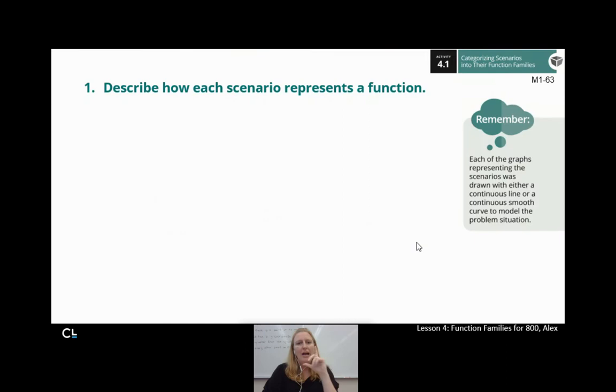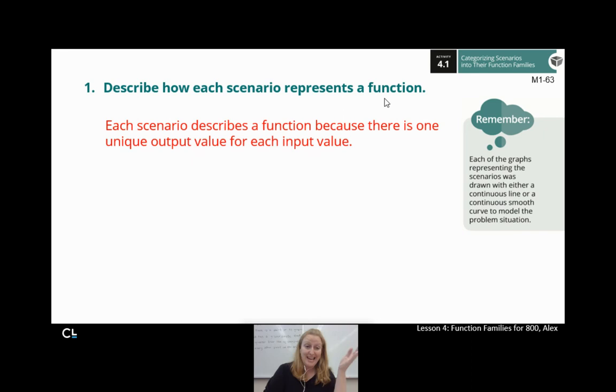Describe how each scenario represents a function, keeping in mind what a function is. Go ahead and hit pause to tell me why these guys are functions, and then hit play when you're ready to check your work. So if you look all the way back at lesson 1.1.1, you would have realized each scenario describes a function, because there's only one unique output value for each input value.